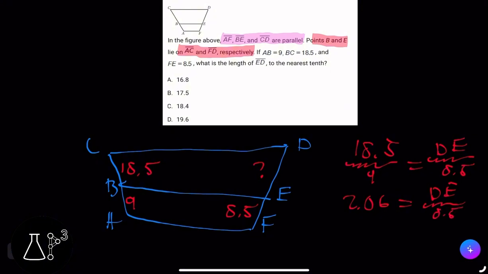And if I multiply 2.06 by 8.5, or the huge decimal that you plug into your calculator, I'm going to get a decimal of 17.47. So DE equals 17.47, but we're asking for the length of ED to the nearest tenth. So rounding 17.47 to the nearest tenth, that would equal 17.5. So DE or ED equals 17.5, and the only answer that gives that side length is B.